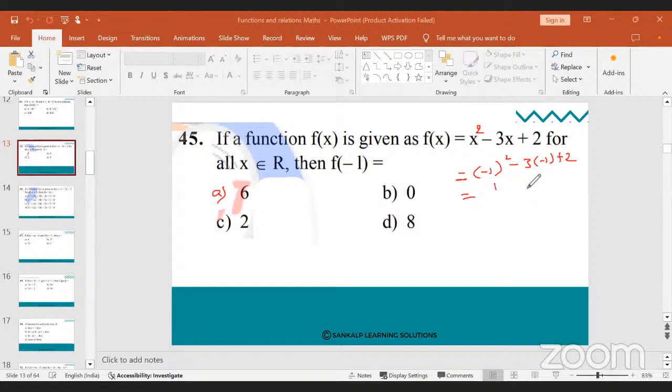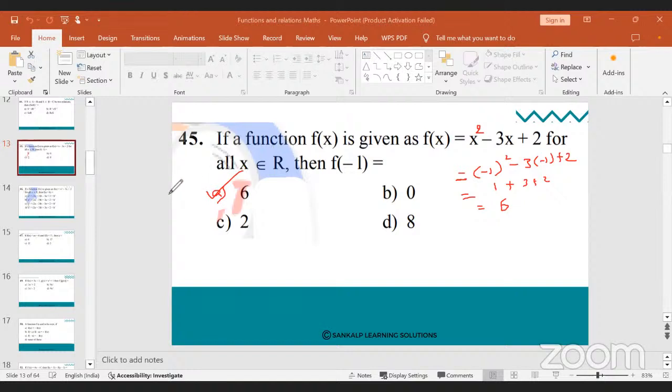It is 1 plus 3 plus 2. That is 6. Option A is the correct answer. Yes, Birappa and Lakshmi Horkeri from the YouTube channel are also giving the correct answer. And here also, yes, exactly. Anvit has given the right answer.